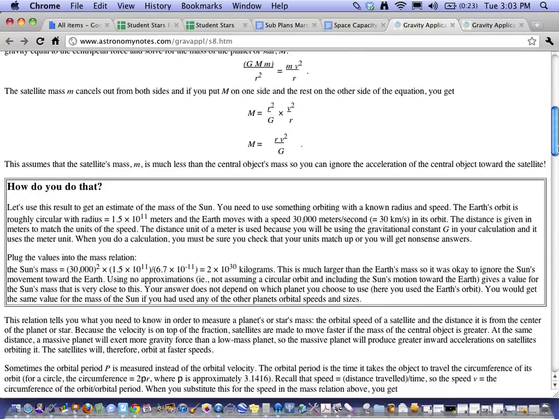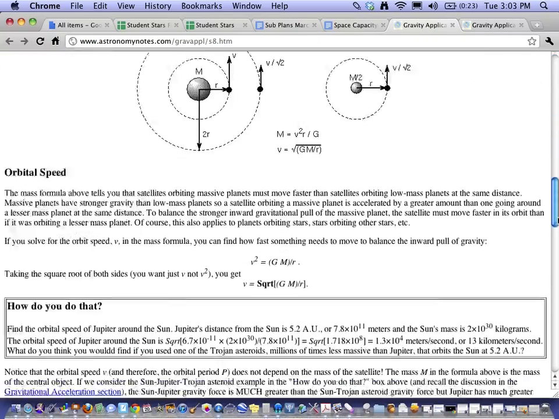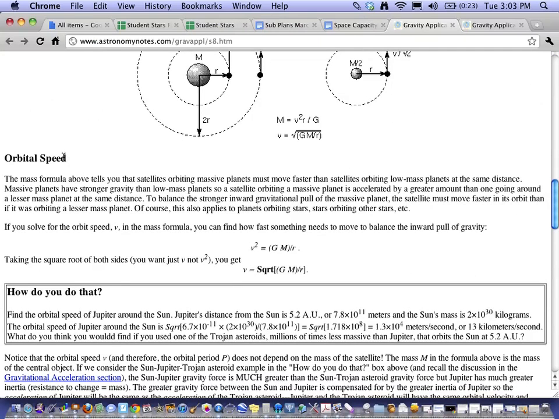and if you scroll down to where this page says orbital speed, right here, there is an equation down here at the bottom. It says V equals SQRT, the square root, of G times M divided by R. So G is something called the gravitational constant. I'll show you where you can find that in a moment.